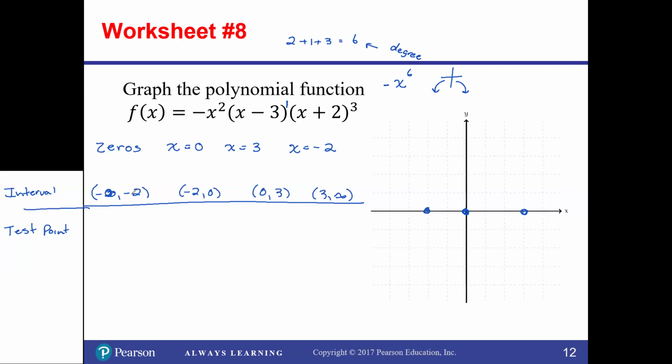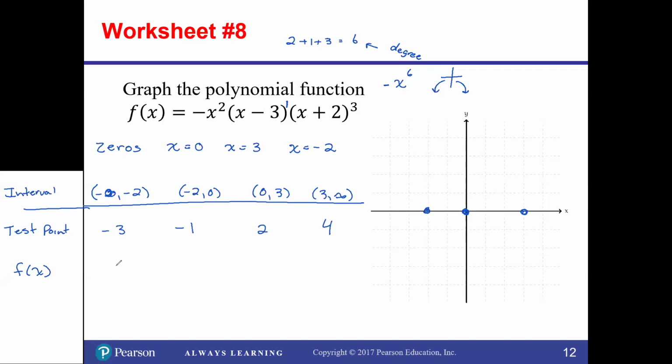So your test points, something that fit in this interval would be negative 3. So 0 happens to be graphed for us, so we don't have to find that y-intercept. That's my y-intercept. So we're going to have to pick something here. So negative 1, 0 to 3, we can pick 2, 3 to infinity, we can pick 4. And then we just need to figure out what our function value is. Okay, so we would have f of negative 3 is going to be equal to 54. So that's going to be above the x-axis.